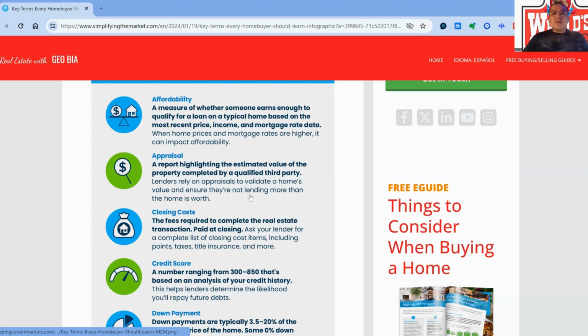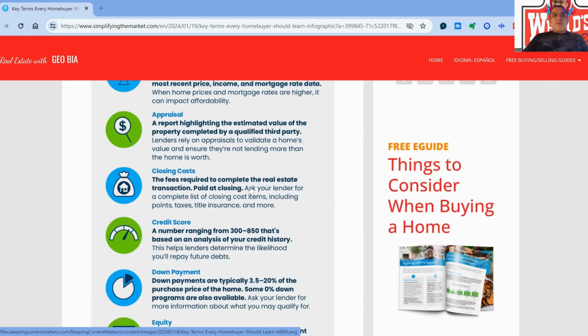The key terms: affordability. Affordability is a measure of whether someone earns enough to qualify for a loan on a typical home loan based on the most recent price, income, and mortgage rate data. When home prices and mortgage rates are higher, it can impact affordability.